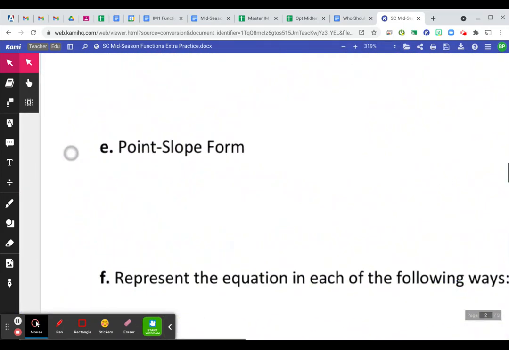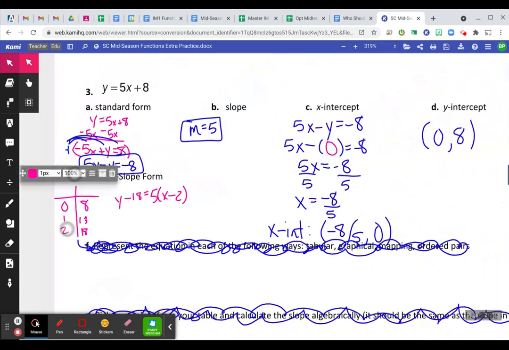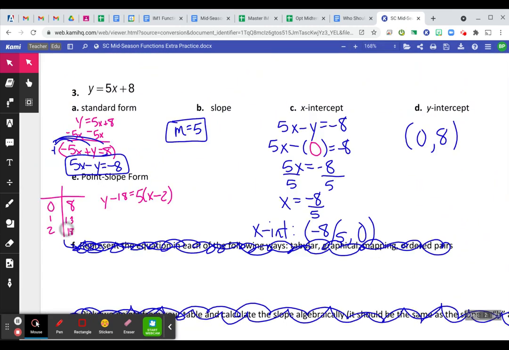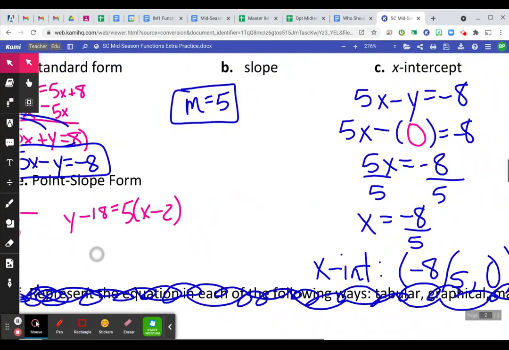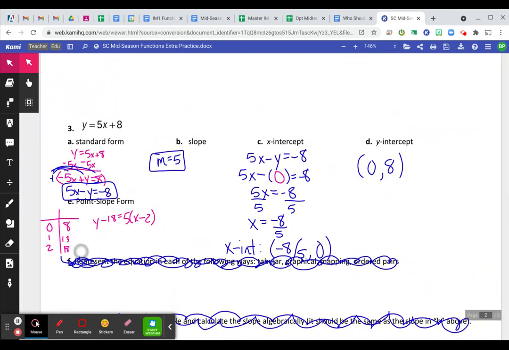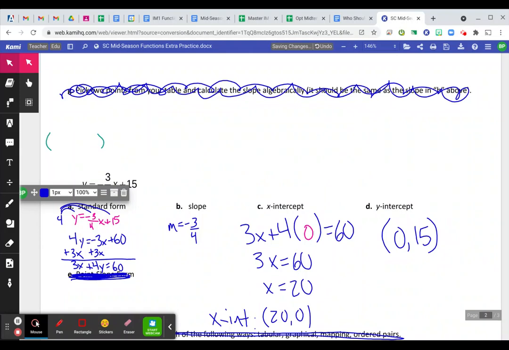Down here, you had to do point-slope form. I like to make a table before going to point-slope form. So what I did here was I started with my 0th term of 8, and I just created the pattern here. The first term would be 13, second term is 18 because I'm adding 5 each time. That's my common difference. That's my slope. Looks like I chose the point (2, 18). I plugged in 2 for x1, 18 for y1, and that would be one acceptable form of point-slope form for this given line.